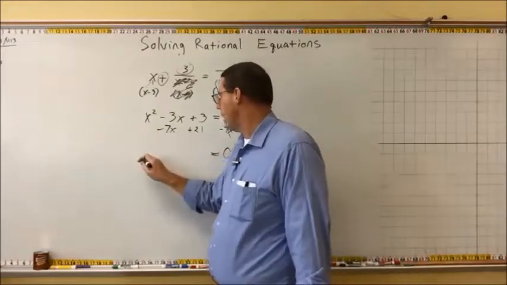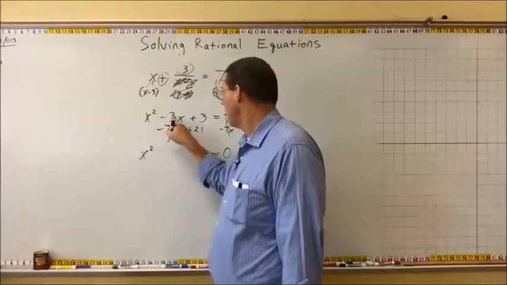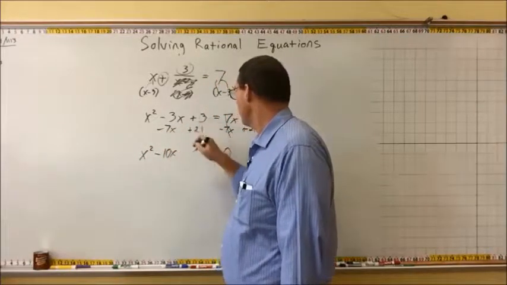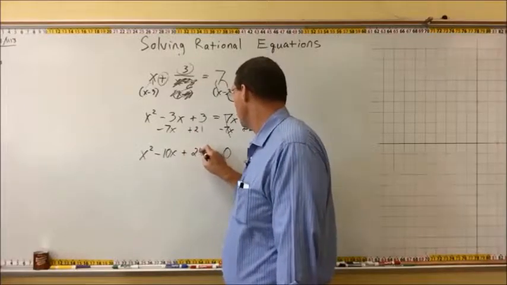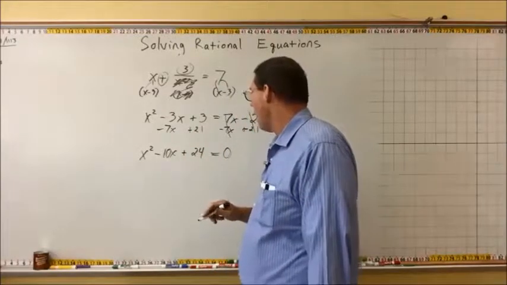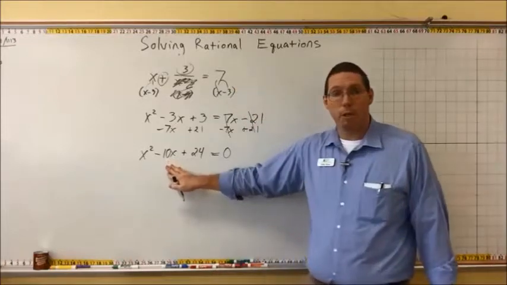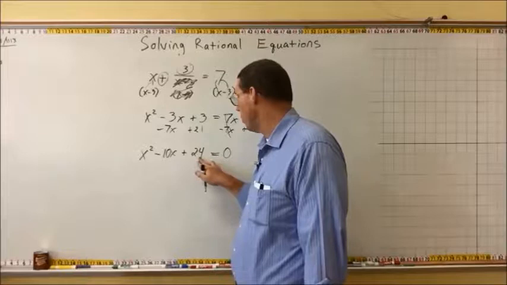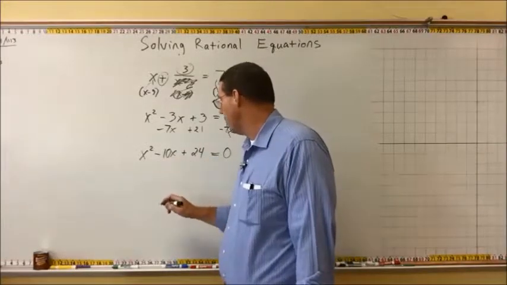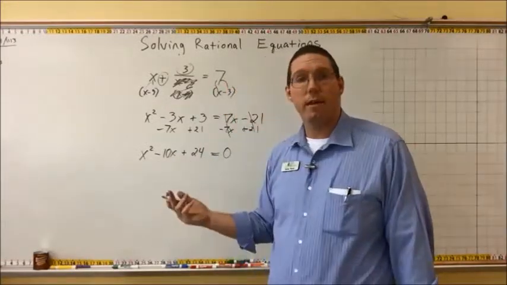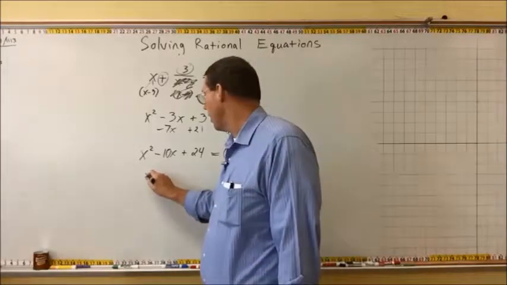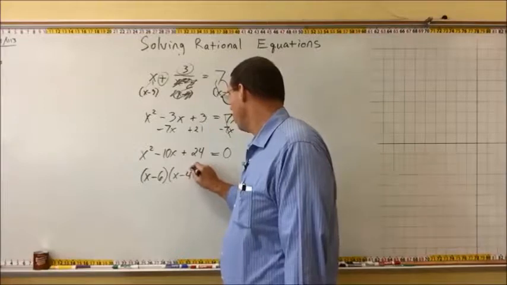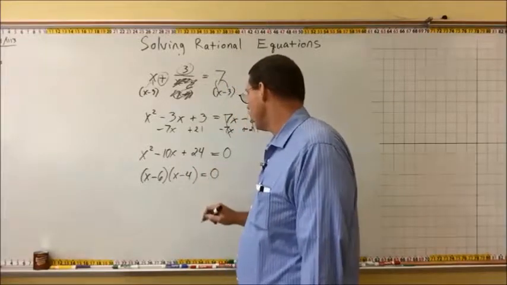Over here, I'm going to bring down the x squared. Negative 3x minus 7x is negative 10x. 3 plus 21 is 24. And now this is factorable. What two numbers multiply to positive 24 but add up to negative 10? Negative 6 and negative 4. So I've got an x minus 6 and an x minus 4 equals 0.